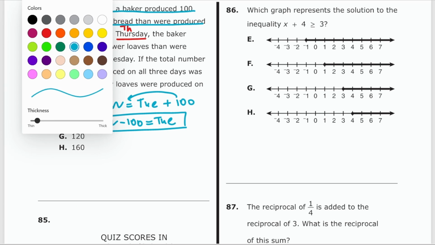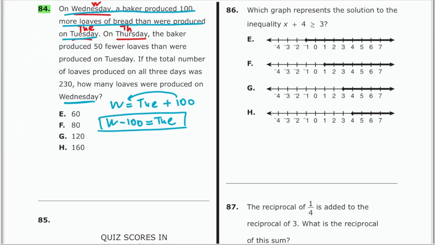Okay, so that is the first equation we have. Now the second equation. On Thursday, the baker produced 50 fewer loaves than were produced on Tuesday. So here, that's a little bit more straightforward. So Thursday plus 50 is equal to Tuesday. Okay, so this one is slightly more straightforward, right? Because, fewer, so Thursday plus 50, because Tuesday he produced 50 more. Okay, now that's the second equation we have.